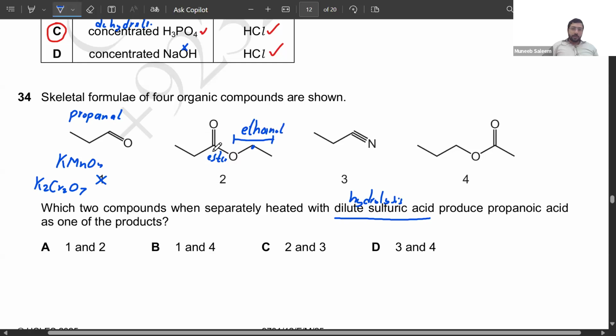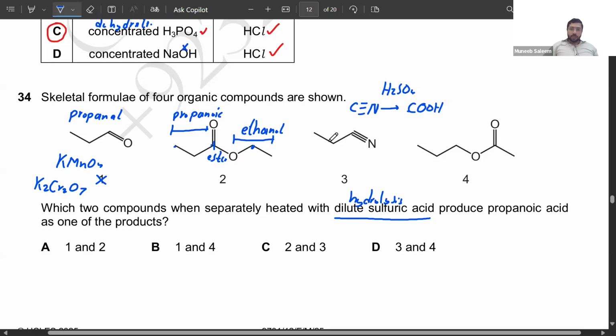And the other part containing 3 carbon atoms, 1, 2, 3, this part will convert into propanoic acid, which is bonded with the carbonyl group. So this is propanoic acid. Now, compound 3, it is the nitrile group. So the nitrile group basically converts into the carboxylic acid by the reaction with dilute sulfuric acid.